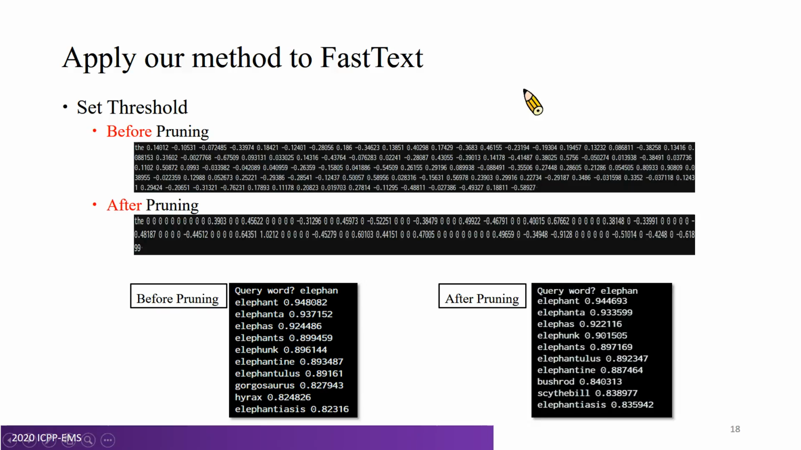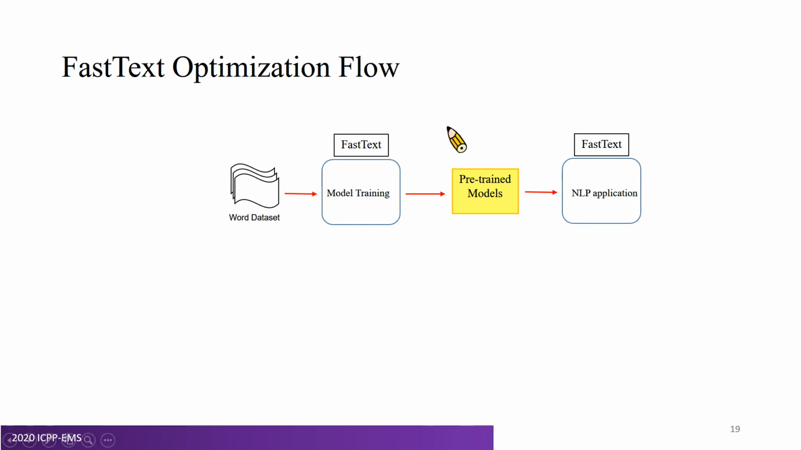However, the matrix is dense without lots of zero elements, so we must do some processing on the matrix before using our method to optimize FastText. As you can see, after pruning, the matrix becomes sparser than before, and there is not much difference in calculation results. The next two slides describe how we optimize FastText with our method.